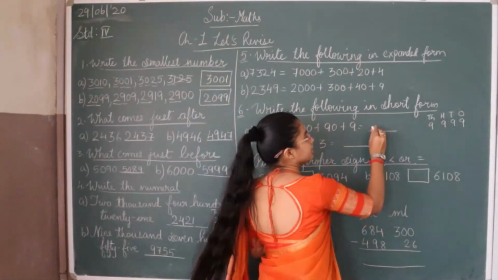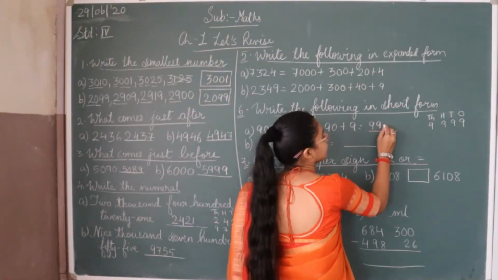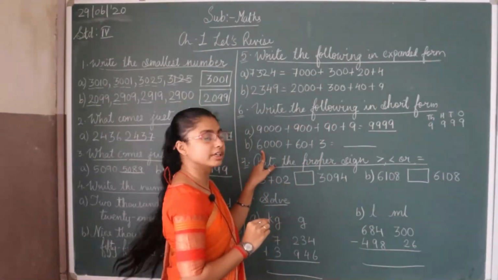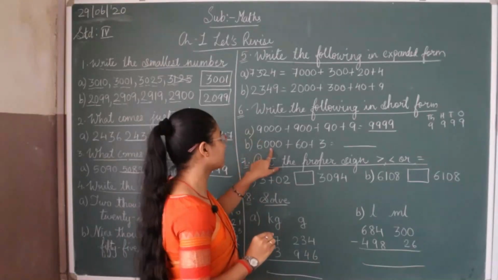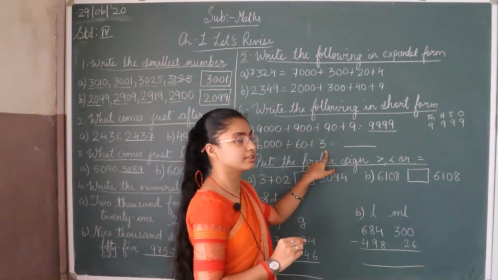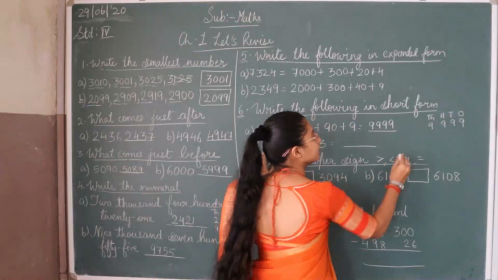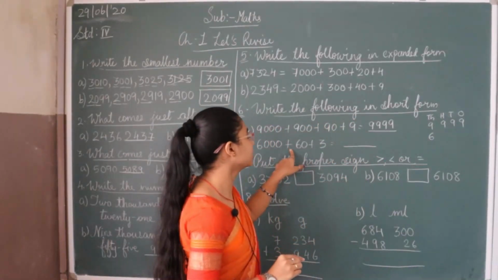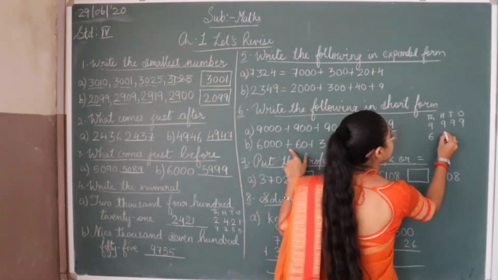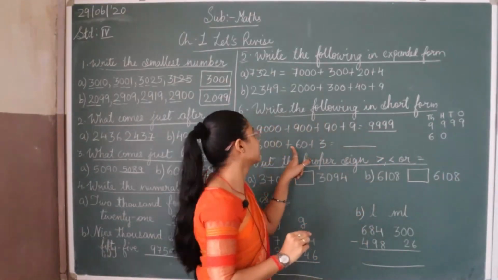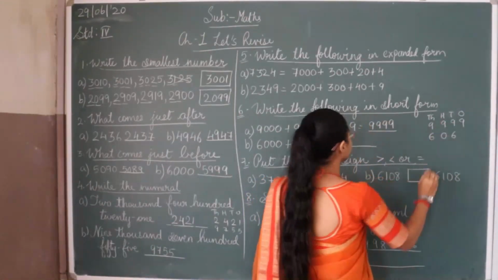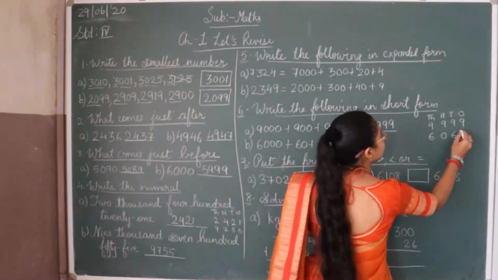So our answer is 9,999. Same we will do for the second one. Second question is 6,000 plus 60 plus 3. 6,000 we will write in thousands place, 6. Then nothing is in hundreds place, so we will put a 0 in hundreds place. Then 60, 6 tens are 60, so 6 will come in tens place and 3 in ones place.